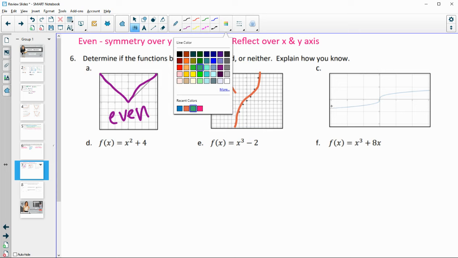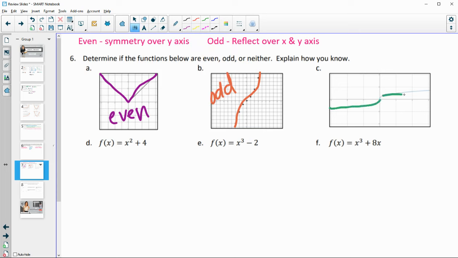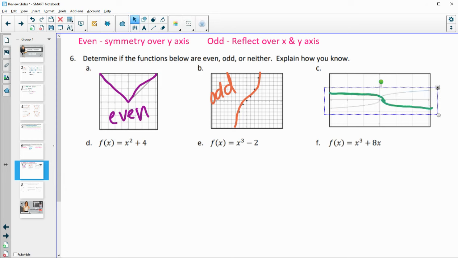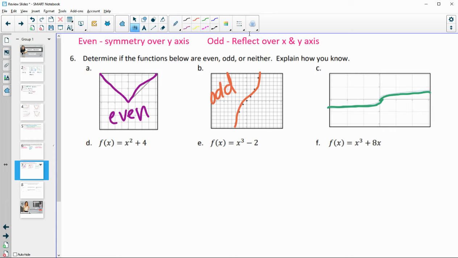And then let's look at this last one. If we flip it left, right, which would be over the y-axis, and then we flip it up, down, which would be over the x-axis, it does land on itself. My drawing's a little bit off, but it does land on itself. So this one is odd since it flipped over both.